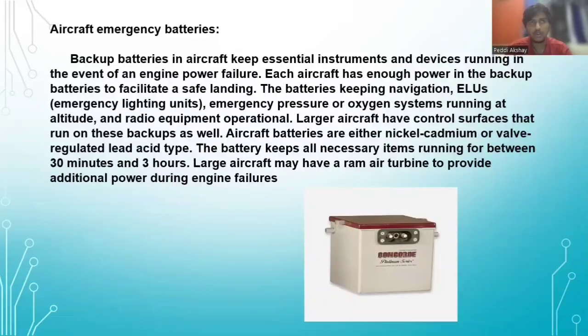the essential systems such as navigation system, lighting system, airplane control system, etc. Each aircraft has enough power in the backup batteries to facilitate a safe landing. The batteries keep navigation, ELUs, emergency lighting units, emergency pressure or oxygen systems running at altitude, and radio equipment operational. Larger aircraft have control surfaces that run on these backups as well.